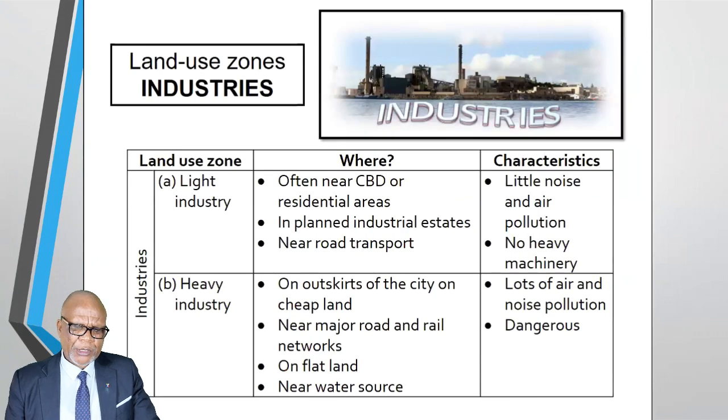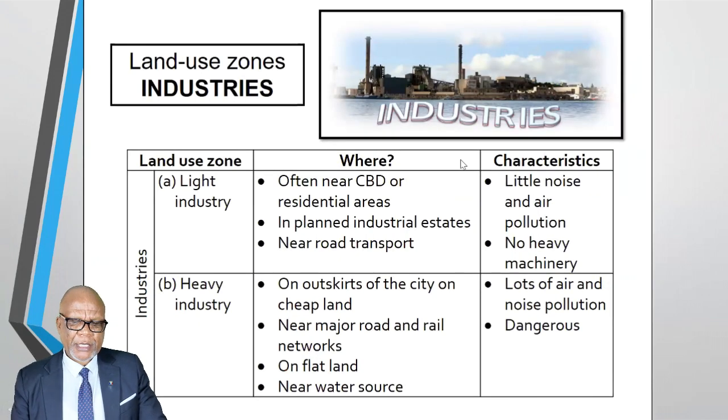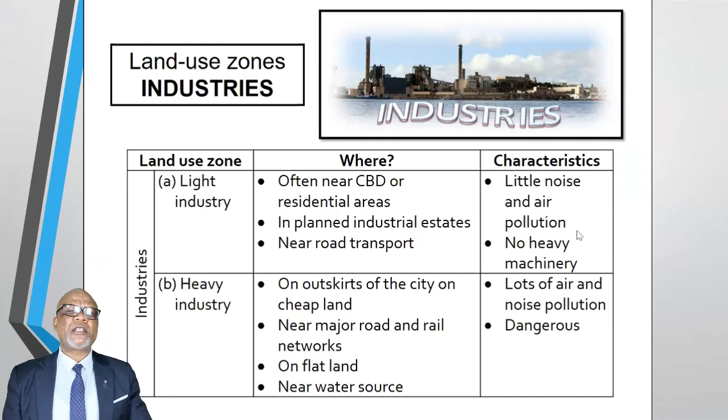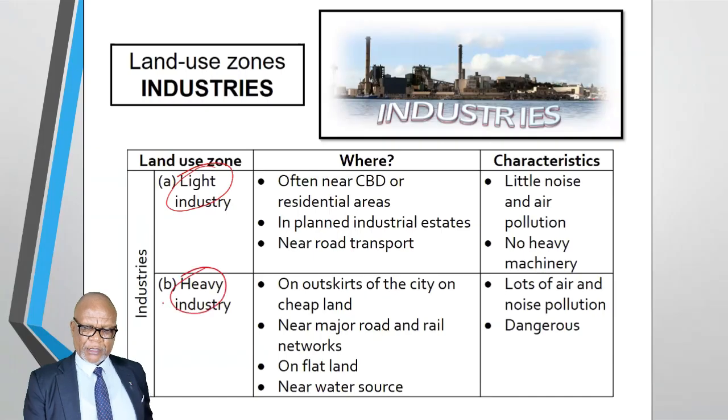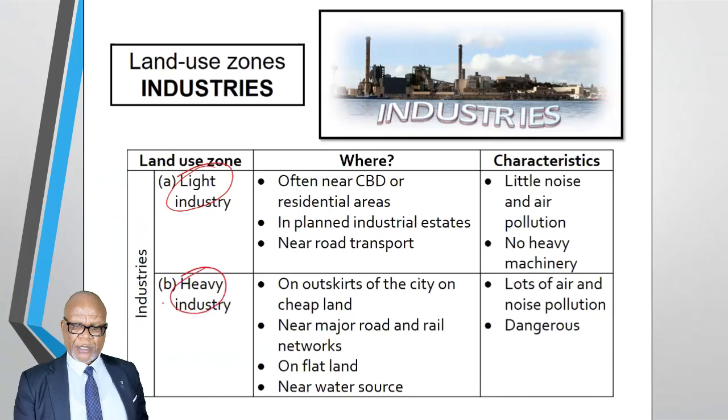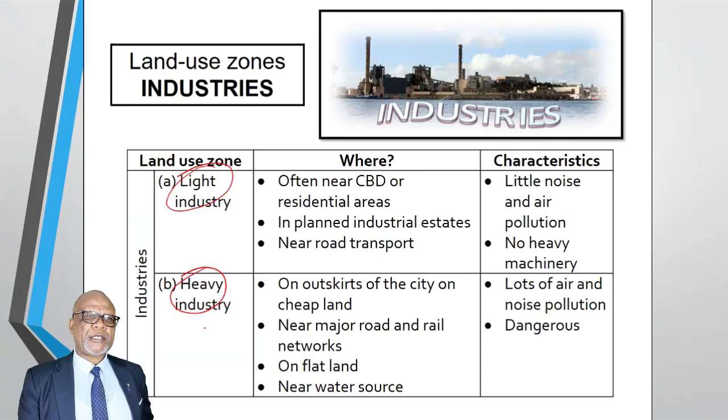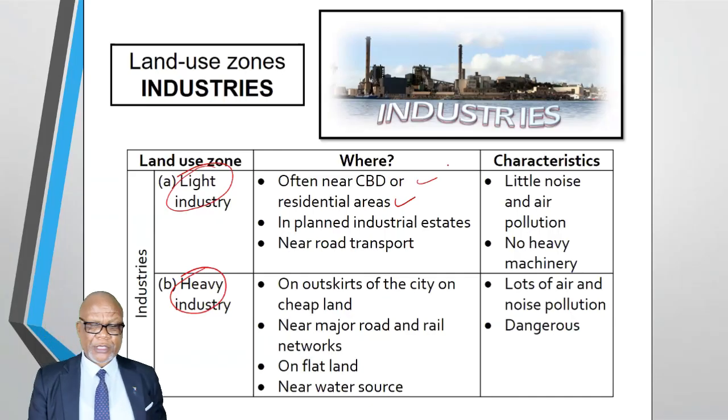Another land use can be industrial land use. So for industrial land use, we have two types of industries, light industries and heavy industries. What are light industries? They make small and light goods. And what are heavy industries? Industries that make heavy and bulky goods. So where are the light industries found? They are usually found outside the residential area or outside the CBD.